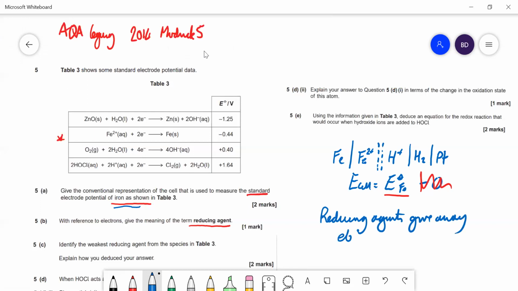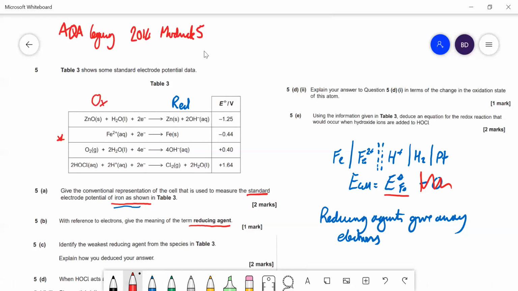So they become oxidized themselves. Identify the weakest reducing agent. So the things that give away electrons are the ones on the right. These are reducers. As when the equation goes backwards, they give away electrons. And all the species on the left, they're all oxidizers, oxidizing agents.